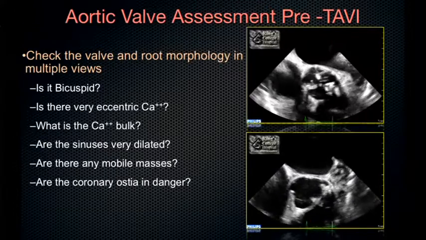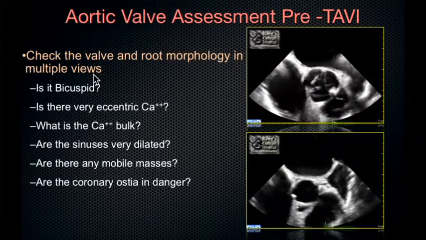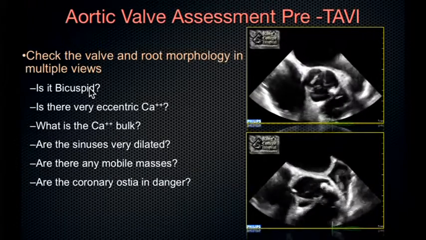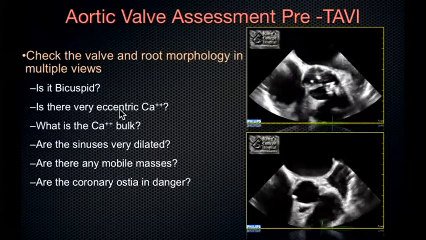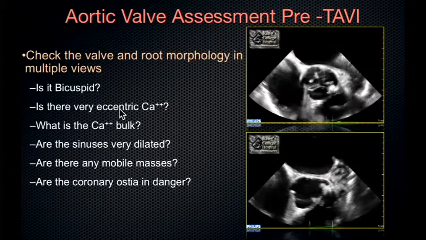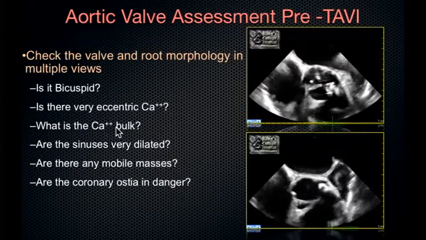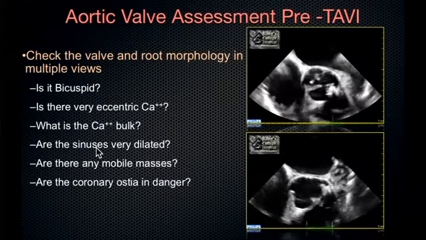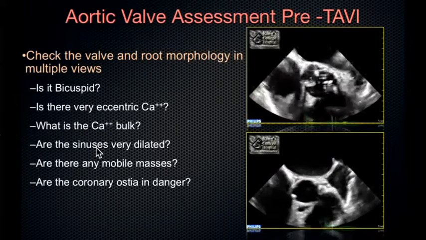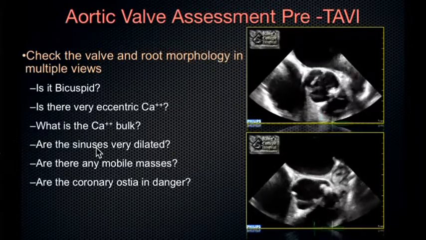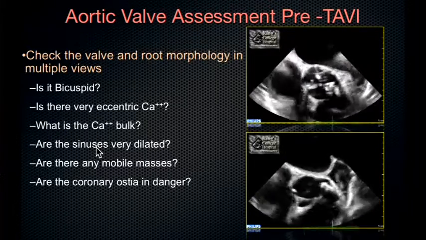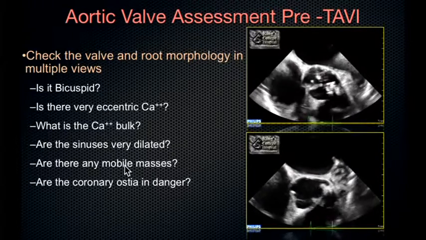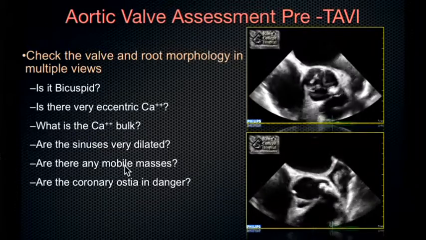So what we want to do is check the valve and root morphology in multiple views. Check whether the valve is bicuspid or not, because if there is very eccentric calcification as a result of a bicuspid valve, then that can be a contraindication. I also want to look at the bulk of calcium on the valve leaflets and the size of the sinuses, and think about how that's going to fit into the sinuses. Is there going to be room, and is it going to provide enough support for the valve in addition to the support provided by the annulus itself? Are there any mobile masses on the valve that might actually embolize? And are the coronary ostia in danger?